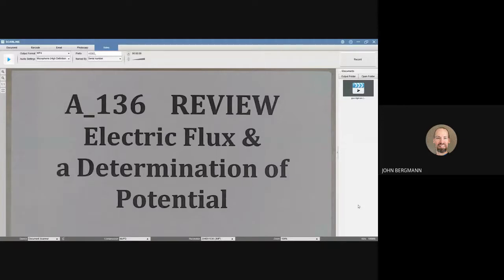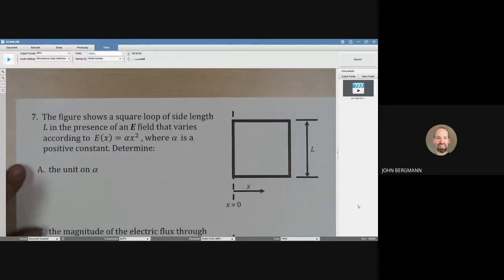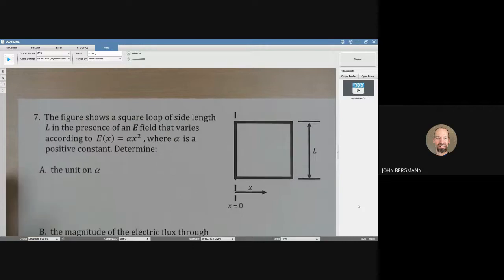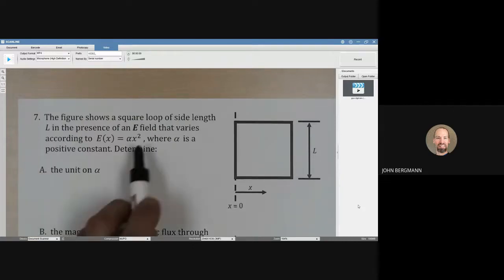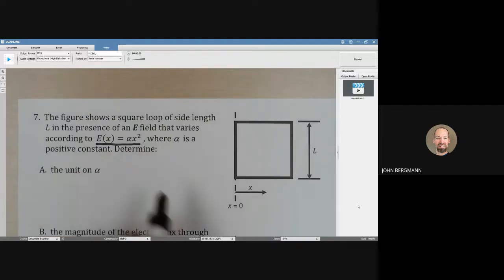Let's do two review problems here, one on electric flux and then another one on determining potential. We have a square loop, side length L, and the electric field is not constant throughout. It varies according to this equation right here, where alpha is a positive constant. Now, what would the unit on alpha be?